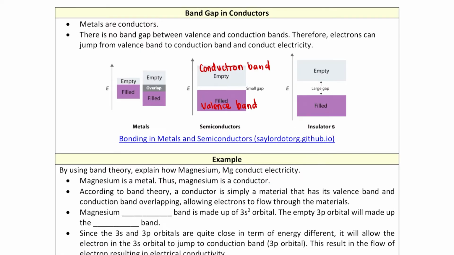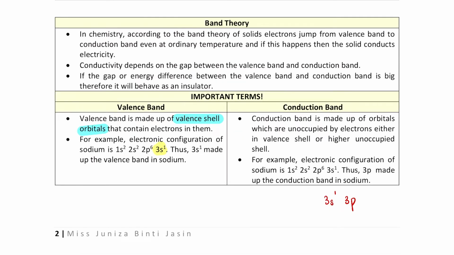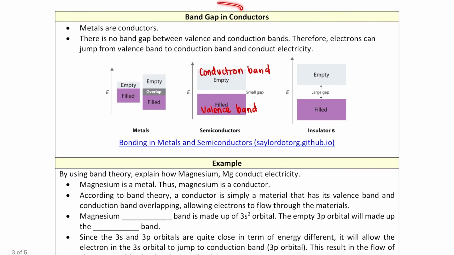Insulator ni penebat. Okay, so since dia punya band gap ni besar, so the electron ni tak boleh nak jump ke conduction band. Electron dekat valence band tak boleh nak jump ke conduction band. That's mean electricity tu tak boleh mengalir. Okay, so settle untuk band theory. Okay, next kita tengok pula band gap in conductors.